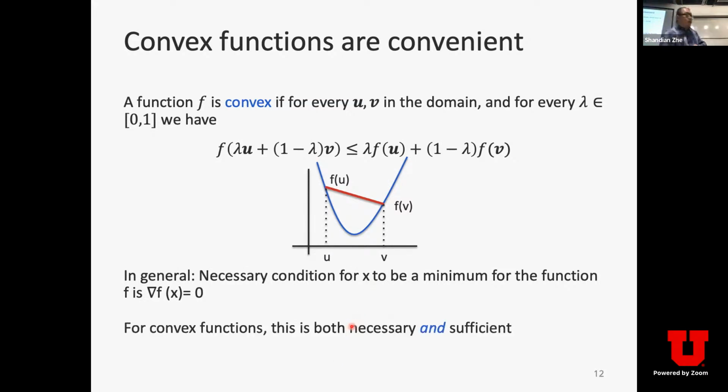But the gradient being 0 will be much stronger for a convex function. For a convex function, if you find the gradient to be 0, that means your x must be a minimum and will be the global minimum. That means the 0 gradient for a convex function is both a necessary and a sufficient condition for you to find a global minimum of that convex function.